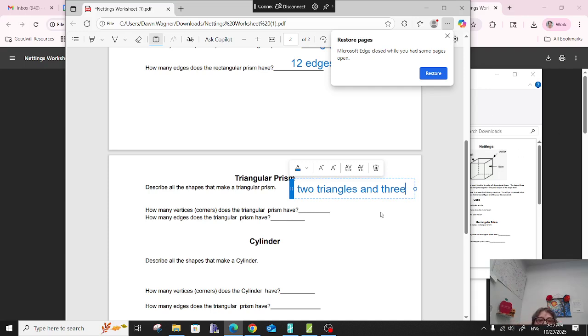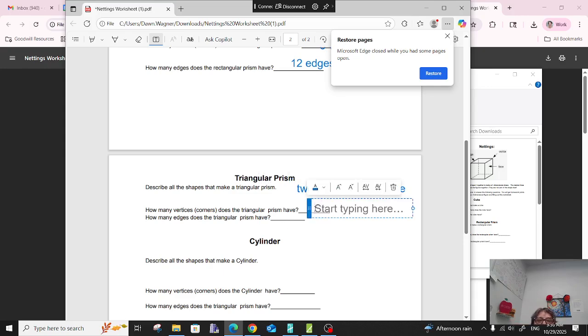Okay. How many corners does it have? Ooh, six. 1, 2, 3, 4, 5, 6. Yes, they would have 6 vertices. How many edges?